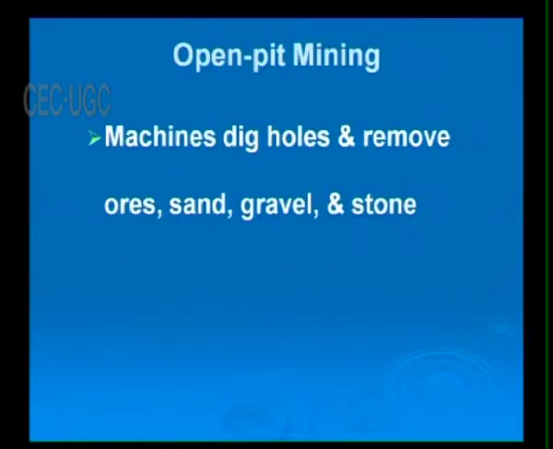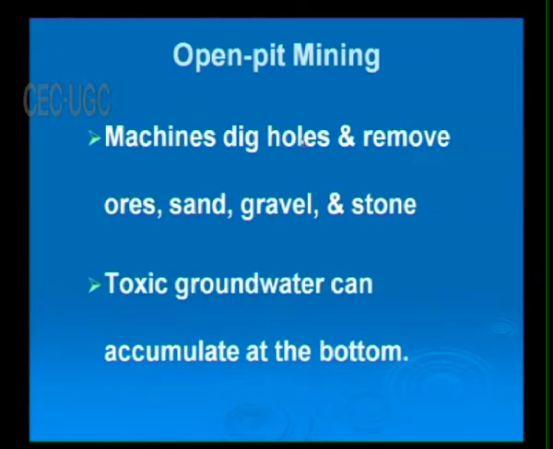And now, let us see what are the various types of mining. First of all, we shall discuss about the open pit mining. In open pit mining, the machines dig holes and remove ores, sand, gravel and stone, and the toxic groundwater can accumulate at the bottom. So, open pit means the mine is open, and gradually we are nearing the central place where the ore is available, and it is dug, and from there the ore is taken and carried away to the surface, and at times when water is accumulated at the bottom, it may disturb the mining operations also.